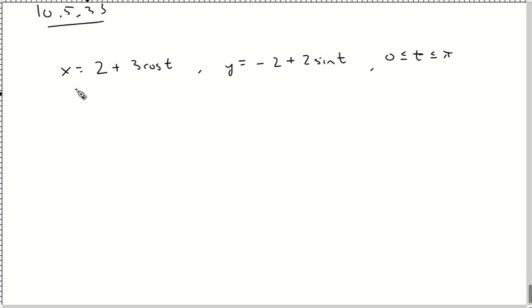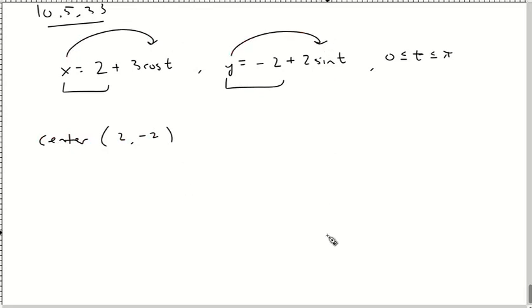So notice that we have x equals 2 and y equals negative 2. So my center is actually going to be this. Okay, so that's kind of a start. Notice that x is a cosine and y is a sine. So that's a circle again. We've already seen this. But it's not a circle necessarily now because we've got a 3 and a 2. Okay, so notice that it was going to be a circle, right? It was going to be a circle centered at whatever.